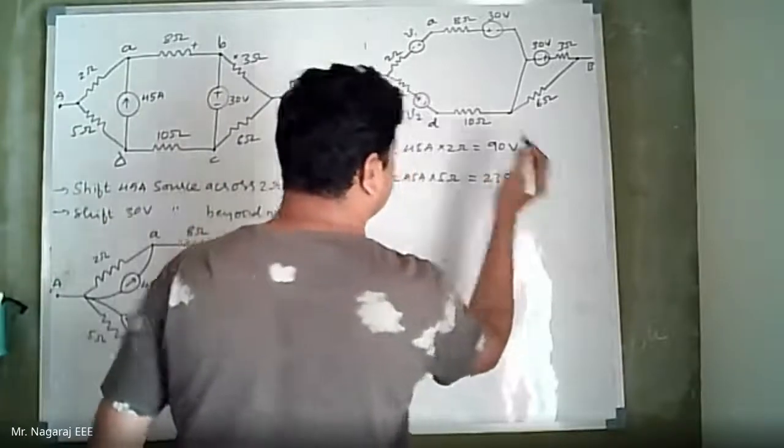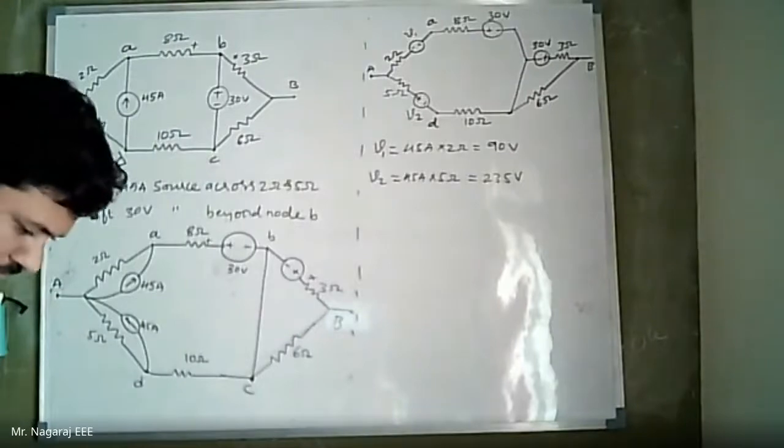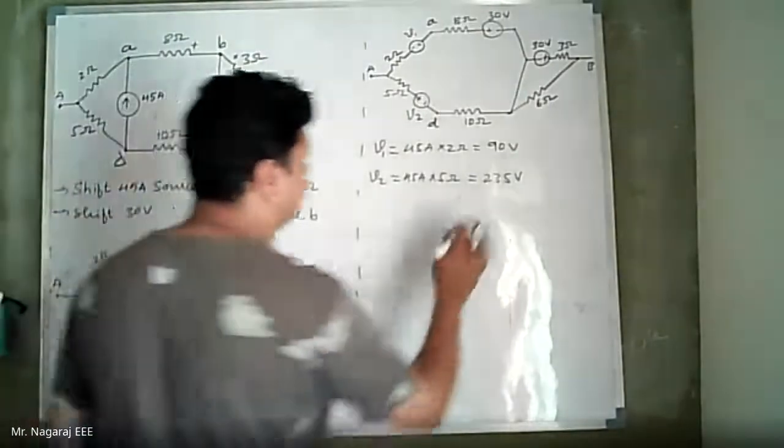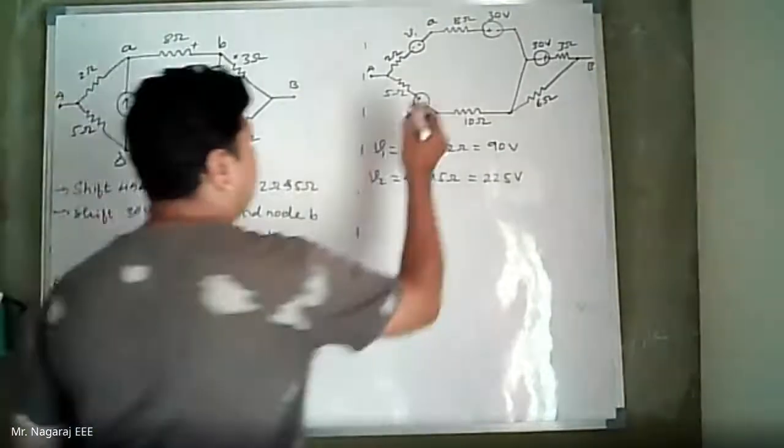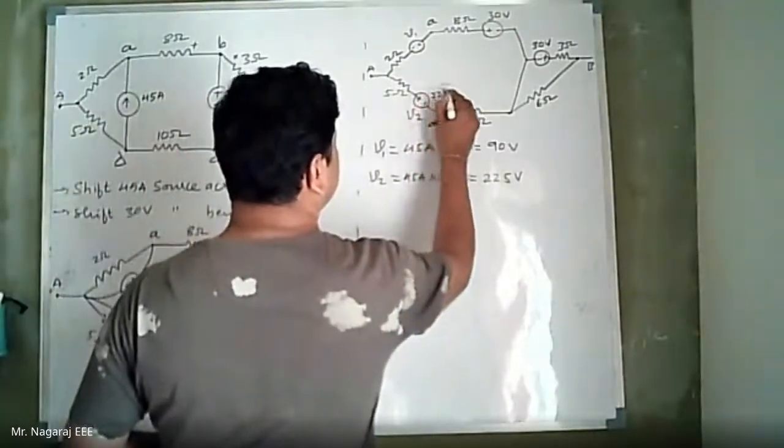235 volts. Okay. Sorry, 225 volts. Sorry, not 235, 225. 225 volts. Okay. 180 plus 45, 225 volts. So now this is 225 volts.